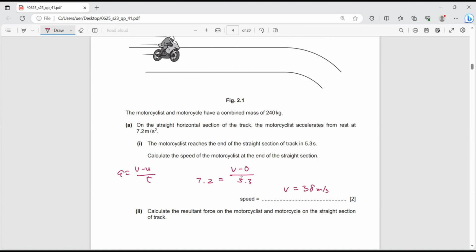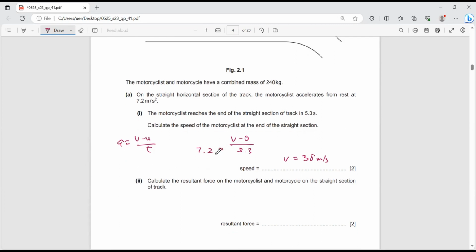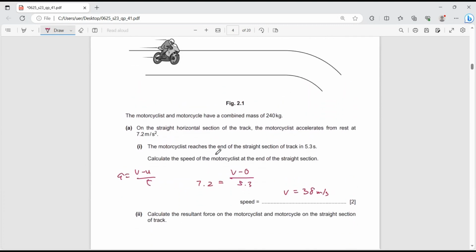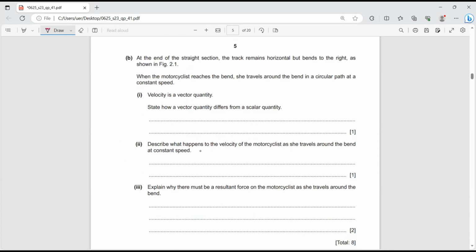Next, calculate the resultant force on the motorcyclist and the motorcycle. Very good. F equals ma, very simple. The mass is 240, acceleration 7.2. So the answer is 240 times 7.2, 1728 newton, correct?